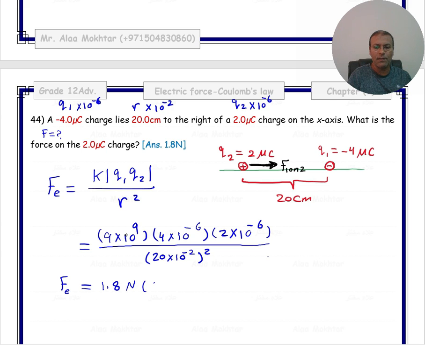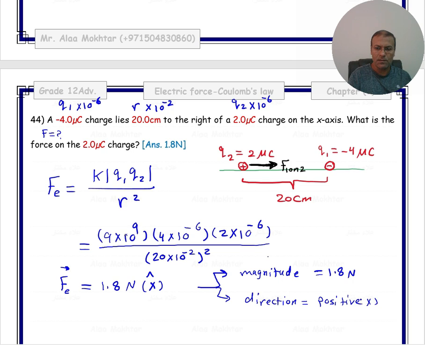If you write it like that with x hat, it means the force vector. It means the magnitude of this force equals 1.8 Newton, and the direction of this force is toward the positive x axis, or positive x direction.